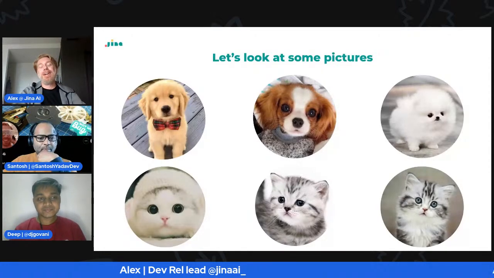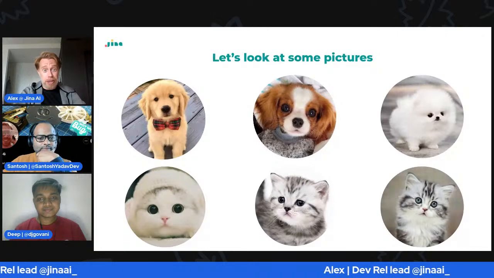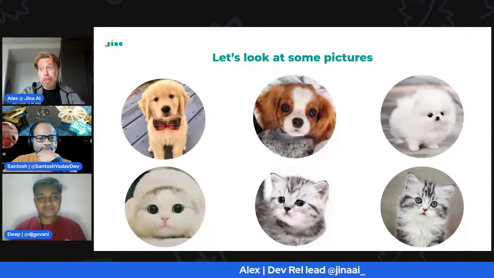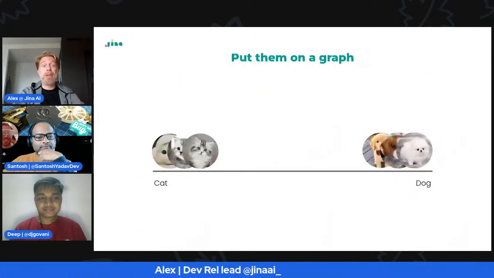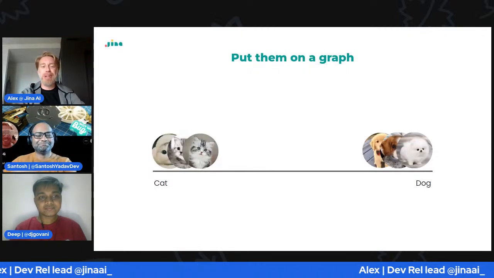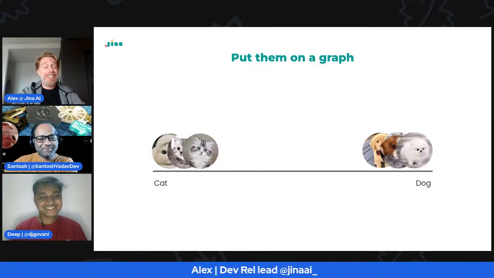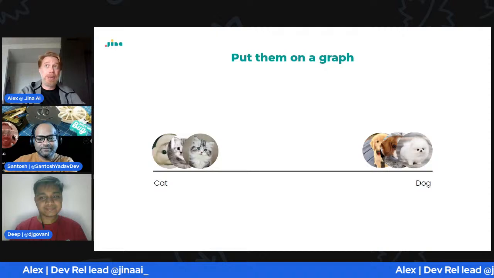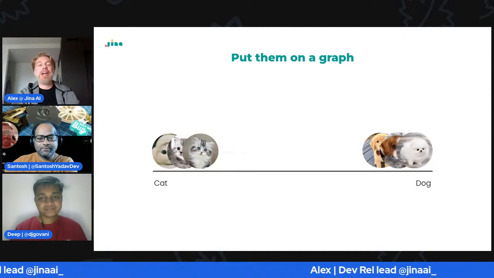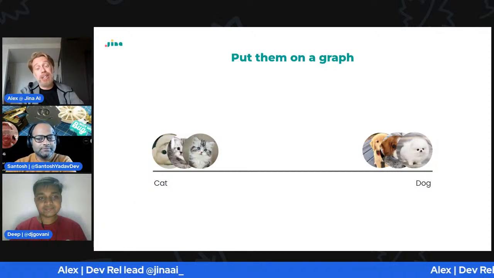Okay, so what does everyone want to do with cute animals? We want to pet them, we want to hug them, we want to put them on a graph because we love mathematics even more than we love cute animals, right? So we've really only got one dimension because they're all animals, they're all cute. So we can really only say, are they cat or are they dog? So pretty basic graph. So far, so good.